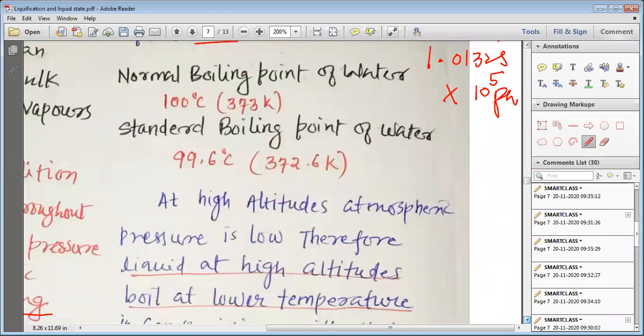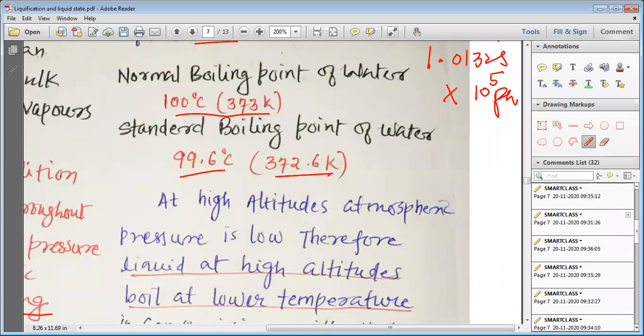Now, my dear students, please remember that the normal boiling point of water is 100 degrees centigrade or 373 Kelvin, whereas the standard boiling point of water is 99.6 degrees centigrade or 372.6 Kelvin.